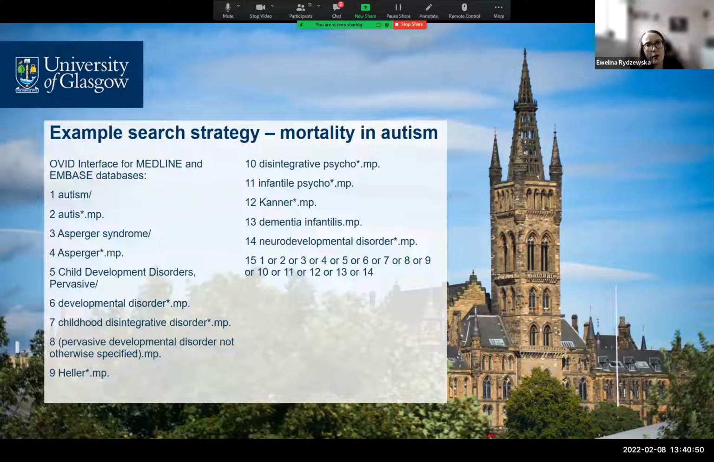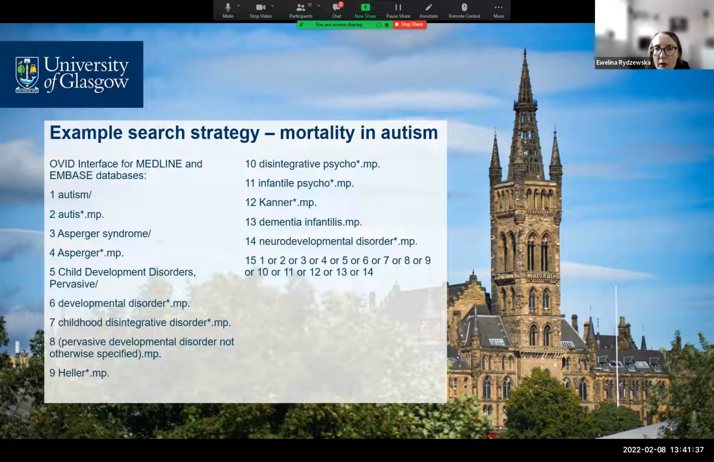And here is an example from my own work, again, the same review that I was talking about that was looking at mortality in autism. And this is an example for Ovid. So we ran the search on Medline and Embase. And here the first line is with that kind of asterisk, that signifies the subject heading. So there's a subject heading that we found that was relevant to us. The second line with the MP letters at the end means that we're searching for that particular search term in the whole text of the paper.